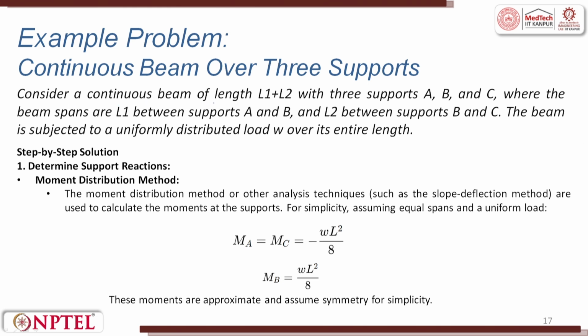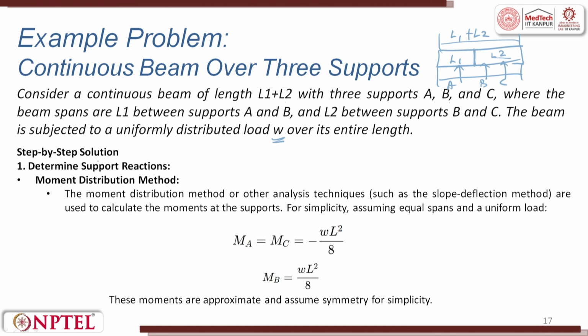Consider a continuous beam of length L1 plus L2 with 3 supports A, B, C. So now you have a beam of length L1 plus L2 and supports A, B and C, where the span lengths are L1 between supports A and B, and L2 between B and C. The beam is subjected to a uniformly distributed load W over its entire length. Here I have just said L1, L2 together increase the span. To be more precise, L1 is between supports A and B, so it is up to here is L1, and B and C is L2.